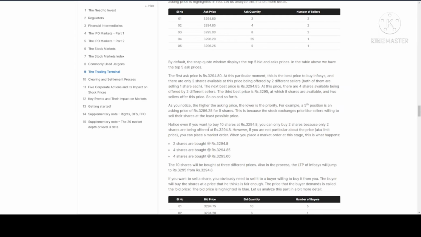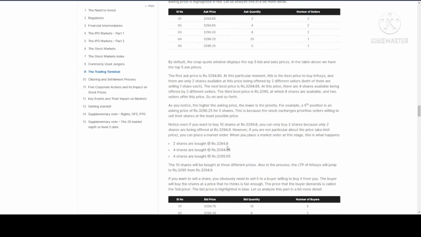Notice, even if you want to buy 10 shares at this price, you can only buy 2 shares because only 2 shares are being offered at this price. However, if you are not particular about the price and don't want to set a limit price, you can place a market order. When you place a market order at this stage, this is what happens.